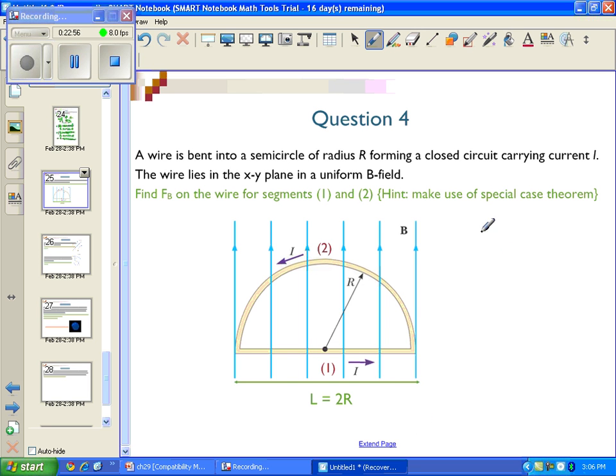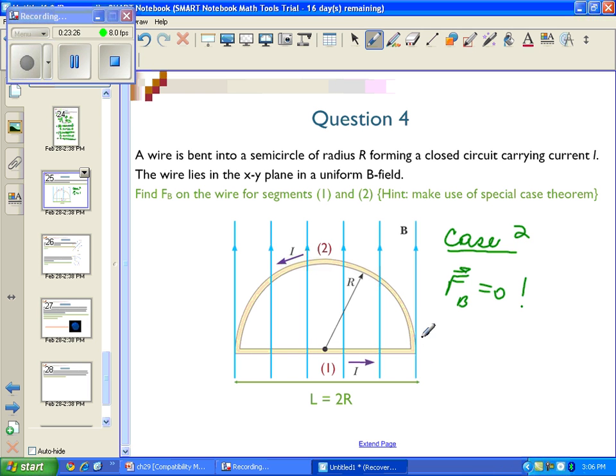Well, the first thing I want to remind you is case 2 of our theorem. Case 2 said that when you had a loop carrying current, the magnetic force was 0. And folks, that's exactly what we're going to find. We'll go ahead and work them through individually and add them up, but case 2 says it all. If this is a closed loop, there is no magnetic force on it.